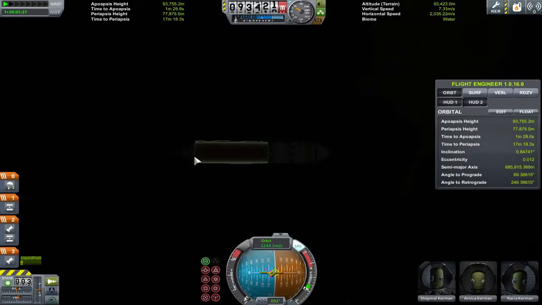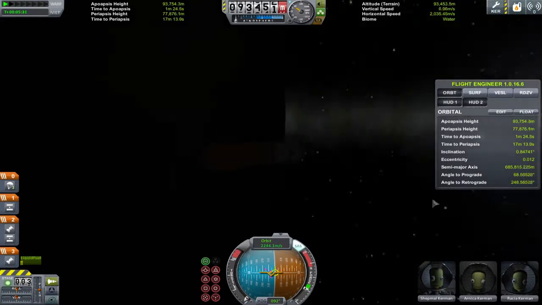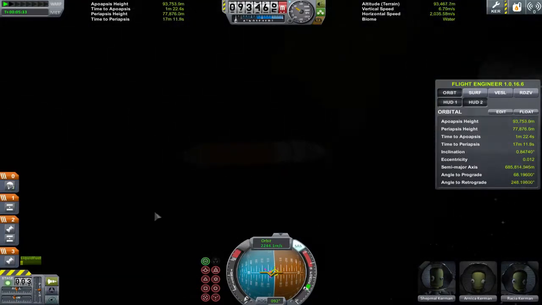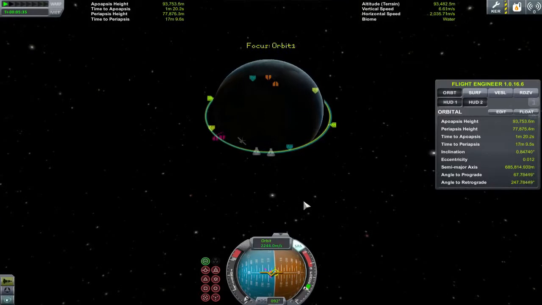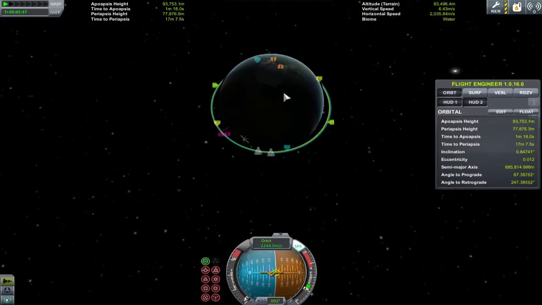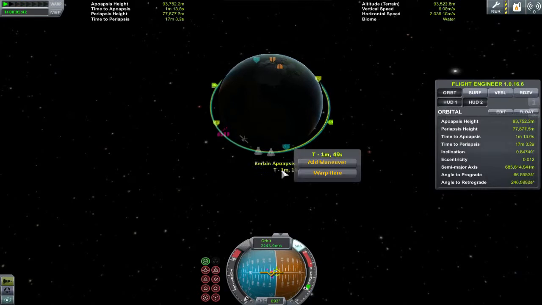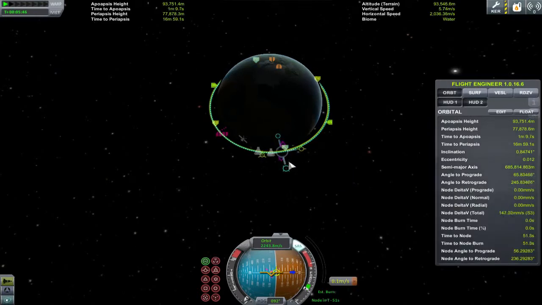The first thing you want to do is make sure your craft is in good working order. Make sure there's enough fuel to do what you need to do, because it's a little bit laborious and you don't want to get into a situation where you can't succeed. After that, take a look at your target's orbit. See how it's lined up, what its apoapsis is and its periapsis.